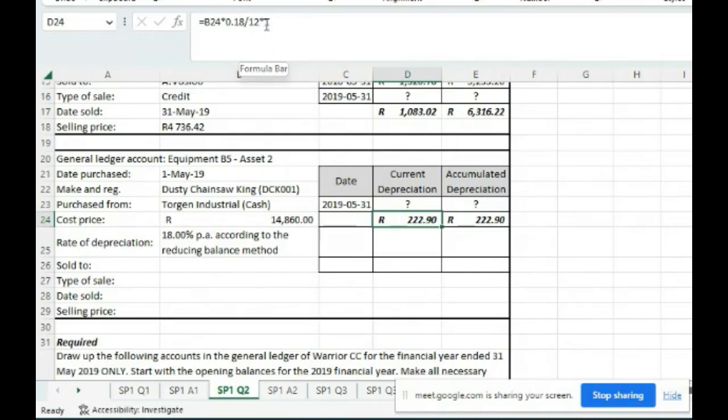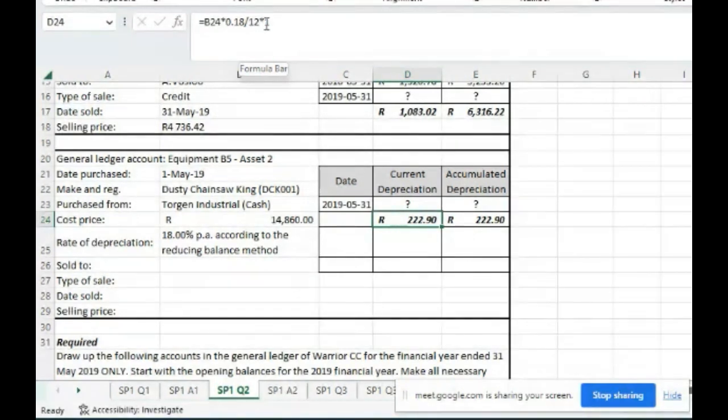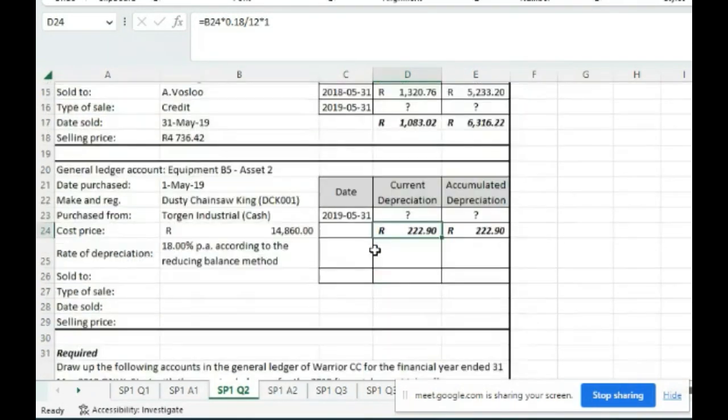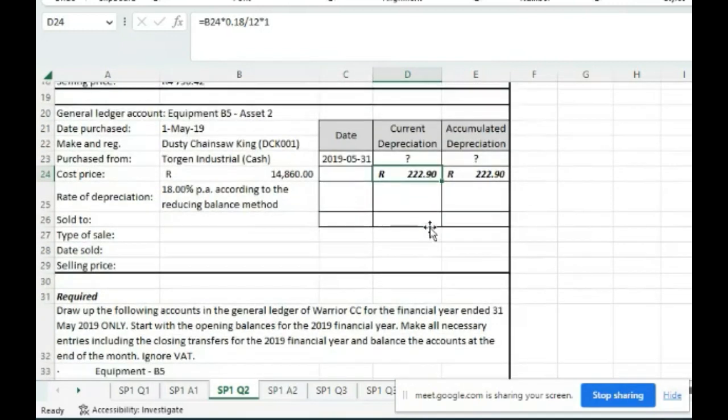Now, I know, as you know, that when we multiply by 1, we don't have to say it. But obviously, maybe it was 2 months, and I just want you to be able to still use the formula. So because it is 1 month here, I just said divide it by 12, multiply it by 1, and that is how I get the current depreciation and the accumulated depreciation, because it is year one, will be exactly the same. So that's the first thing that you have to do, is solve these little question marks that is in the question paper.